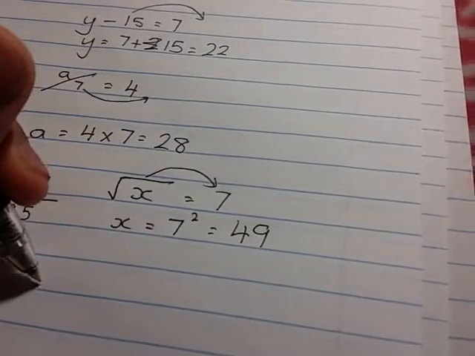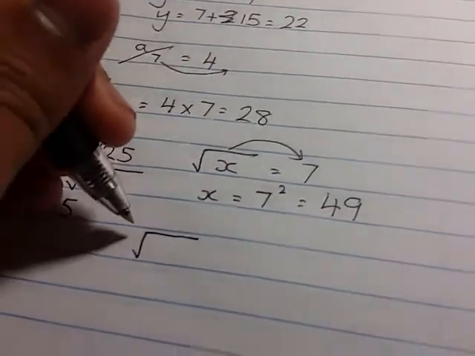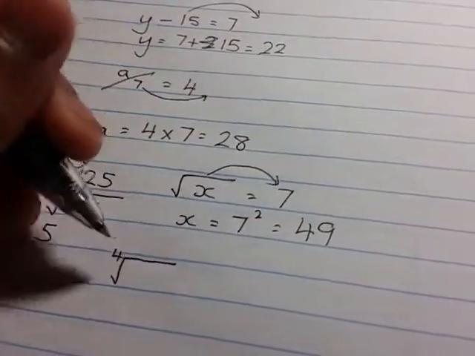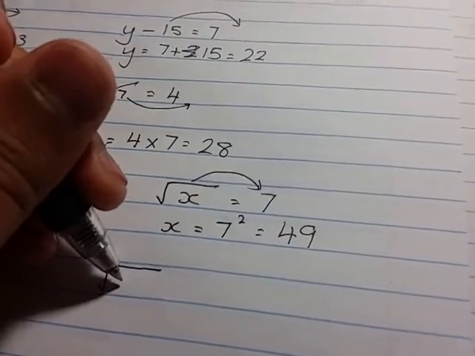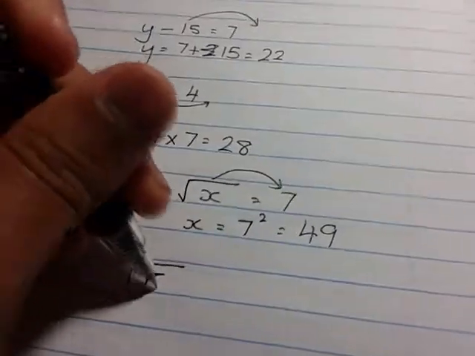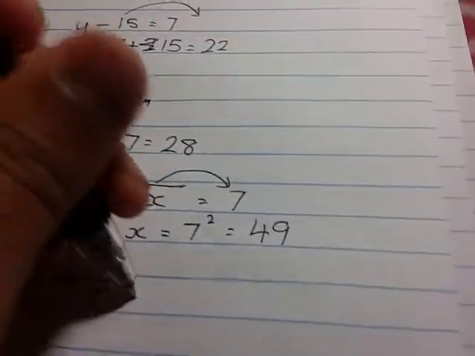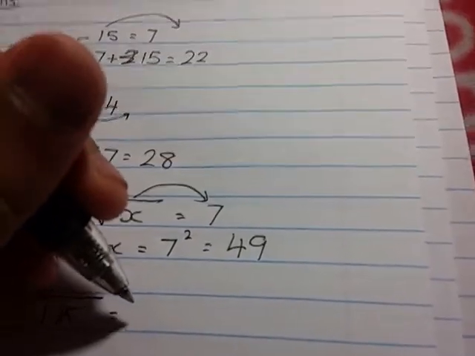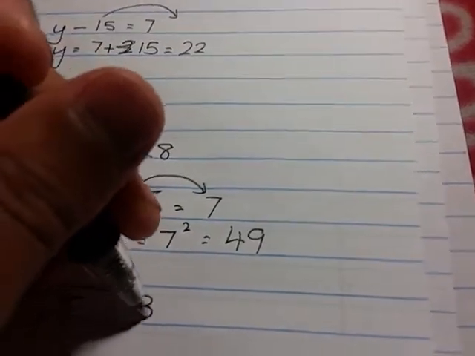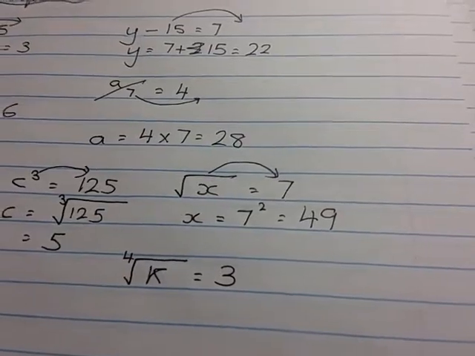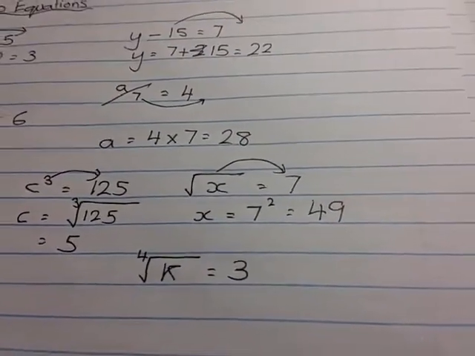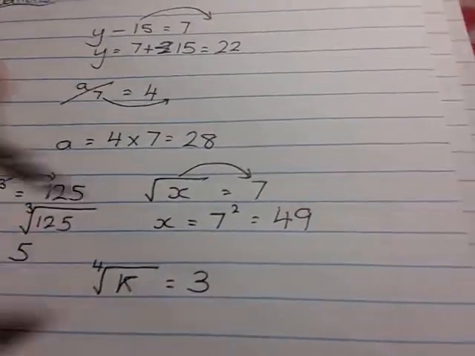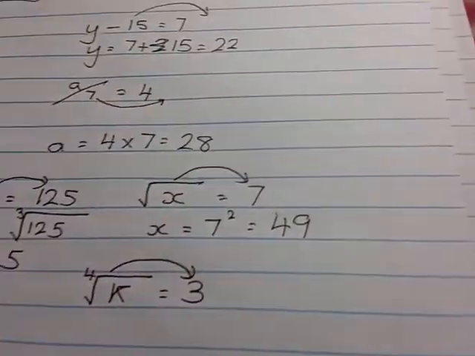7 squared, 7 times 7, x equals 49. And this works with any other root. If you had, for example, even the fourth root of k, because why not? And that equals 3. It's the first number that came to my head. So the fourth root of k equals 3. Move that fourth root over to the other side.